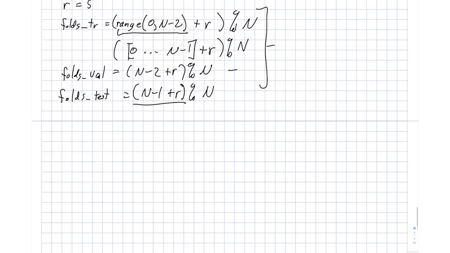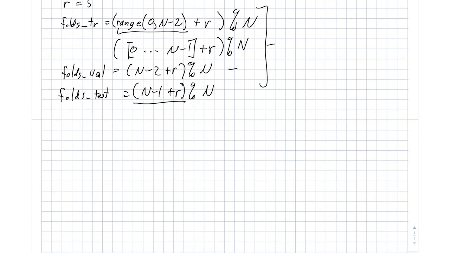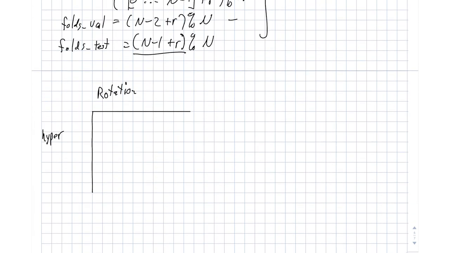Okay, so now what we can do is draw a grid here that is rotation by hyperparameter. And we talked at one point about how it's convenient to be able to think about all of the different sets of hyperparameters as one long line. That's this case here.